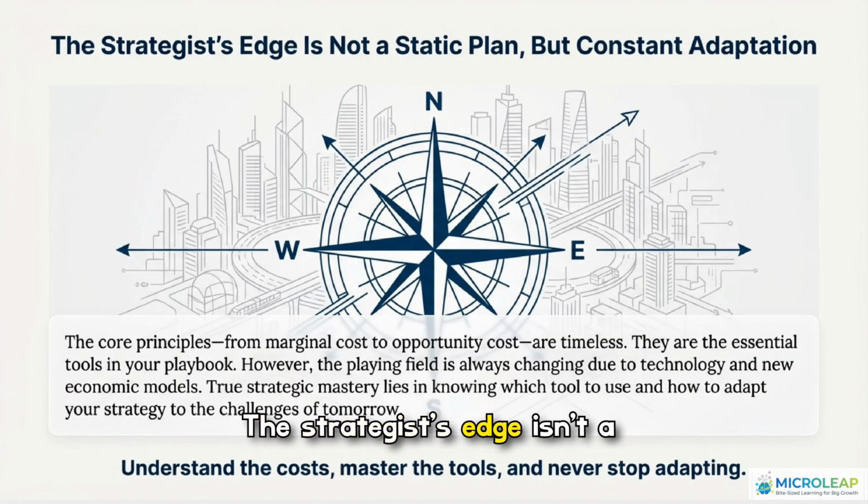The strategist's edge isn't a fixed plan, but constant adaptation. Core tools from marginal cost to opportunity cost remain timeless, yet the playing field shifts with technology and business models. So understand the costs, master the tools, and keep adapting your strategy as conditions evolve.